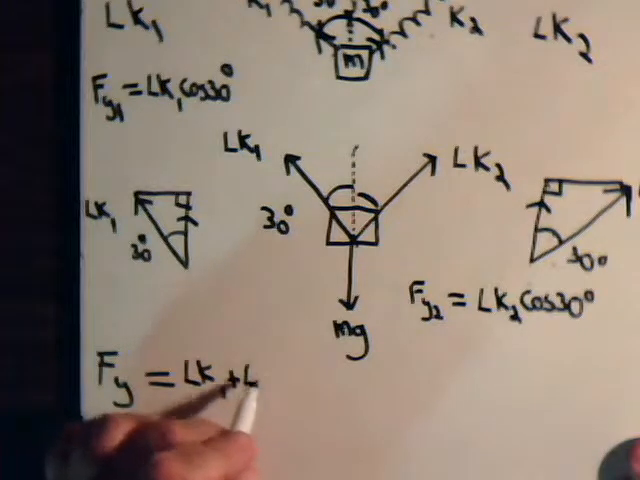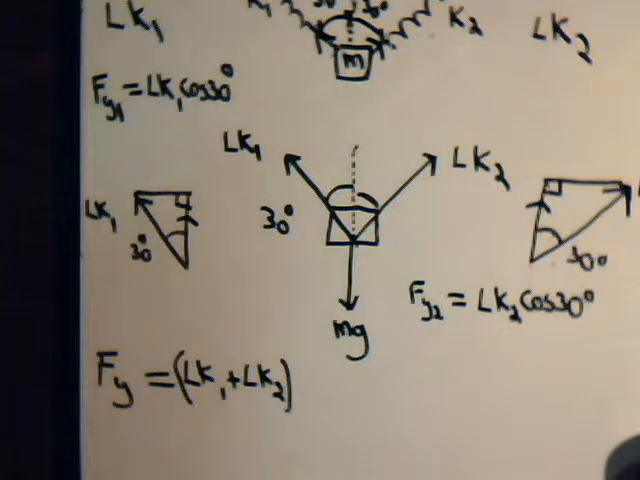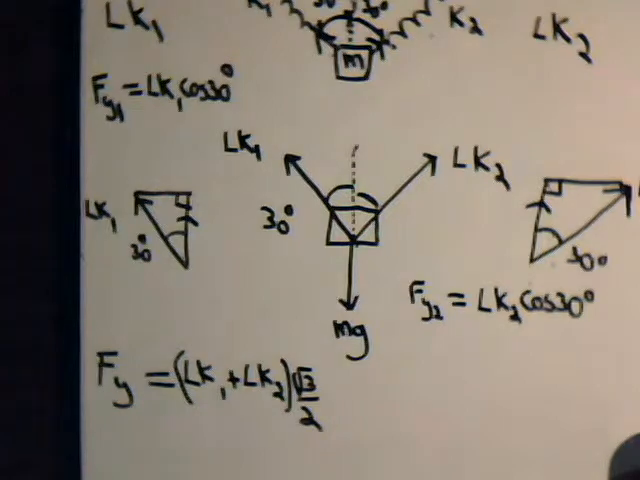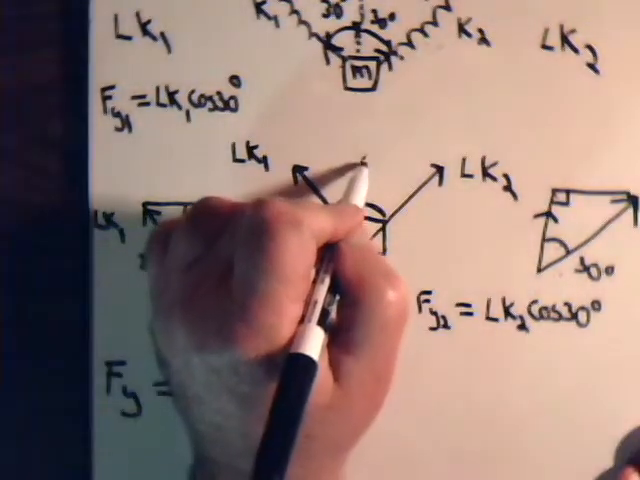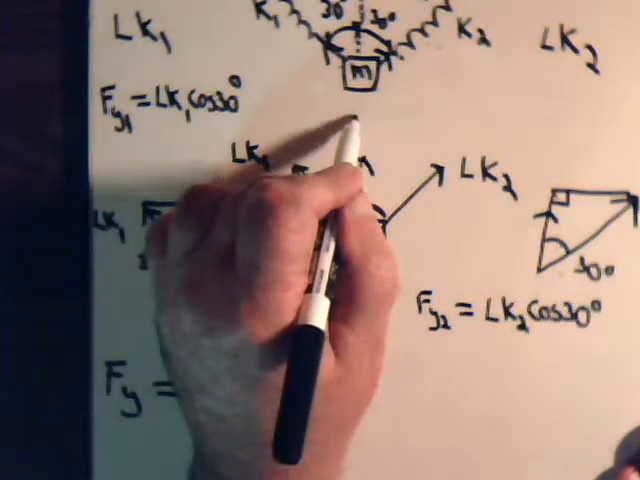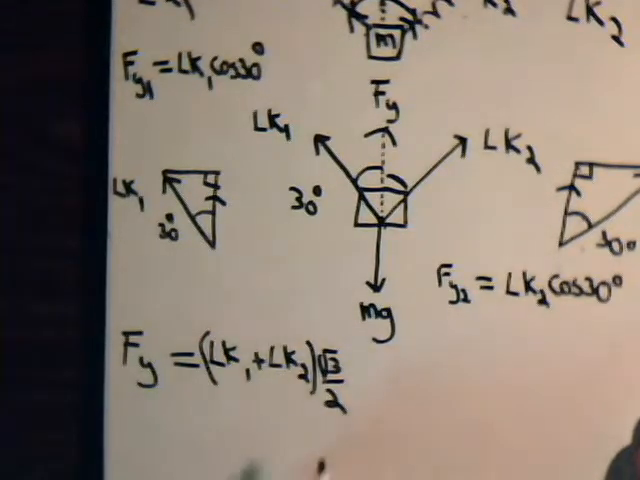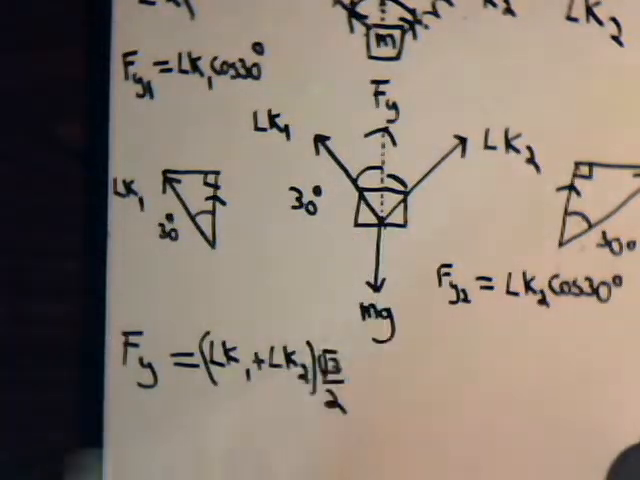L k1 plus L k2. And the cosine of 30 degrees, that's the square root of 3 over 2. So this force here, resulting from both of the springs pulling upward, has this magnitude right here. So the net force, the net upward force acting on the block, is this minus this.